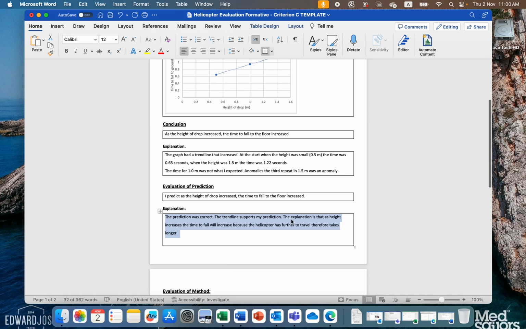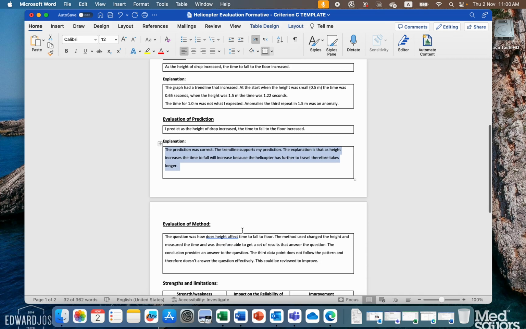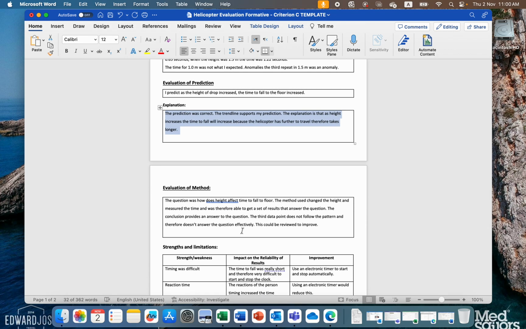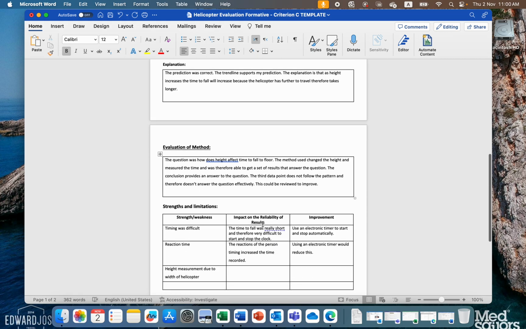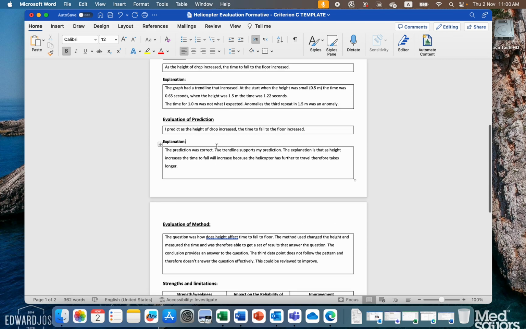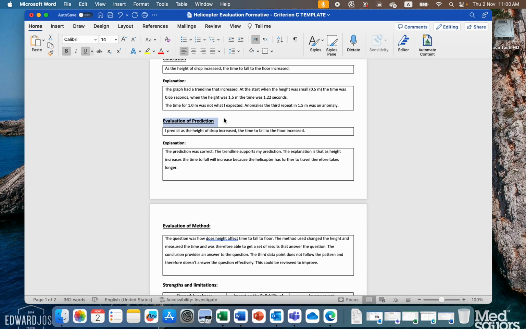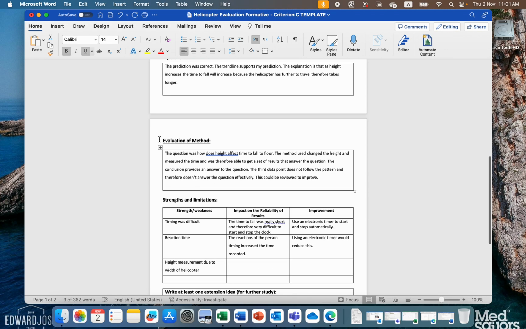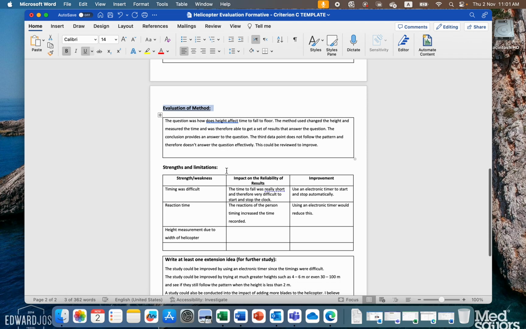Again, I went for a very simple, short response to give you an idea of what we're looking for in that box. Again, I've deleted all the guidance around it and made the formatting look the same as all the others. Evaluation, so that was evaluating prediction. Was your prediction right? Does it fit in with what you were expecting? Does your data agree with it? Those sorts of things. Then we evaluate our method. That's the next 2 boxes.